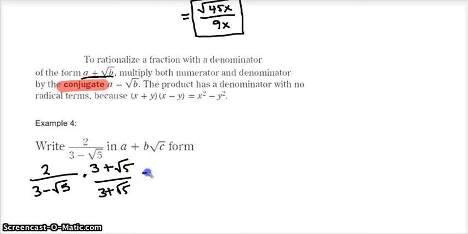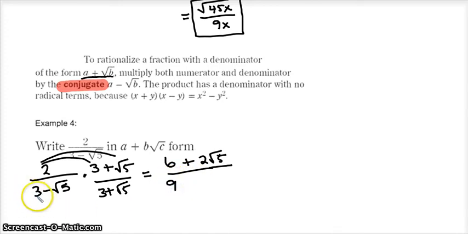Now, watch what happens. To simplify the top, I do 2 times 3, 6, and 2 times root 5, which is 2 root 5. And on the bottom, this is where the magic happens. I multiply the first term and I get 9.